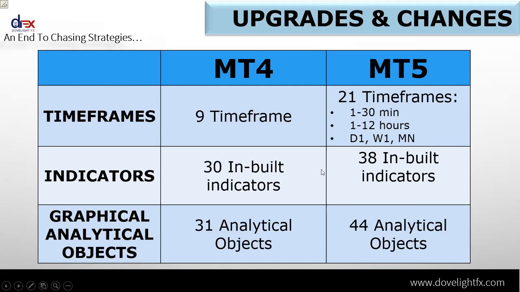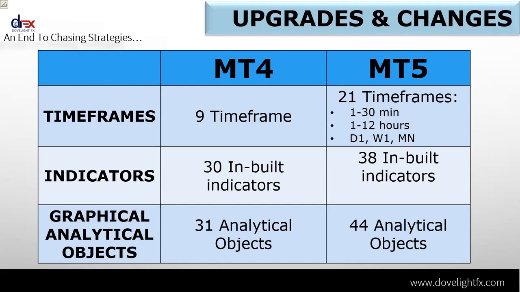We talk about indicators. Earlier on, I showed you that in your navigator, you could see your account, scripts, expert advisors, and then indicators, okay? The inbuilt indicators on MT4 are 30. But when you come to the MT5, we do have 38 of them.